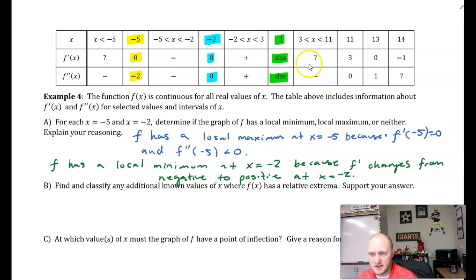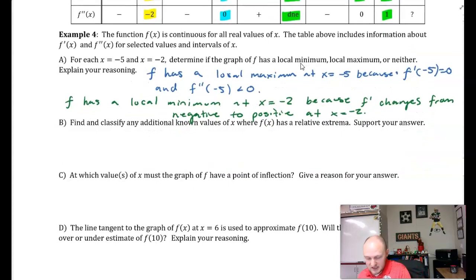Inconclusive data, because I do not know if I'm increasing or decreasing after 3. And then looking at 11 here, the first derivative is 3, so that's not a critical point, but 13 is. At 13, f prime is equal to 0, and the concavity is 1, that's concave up, making 13 a minimum.